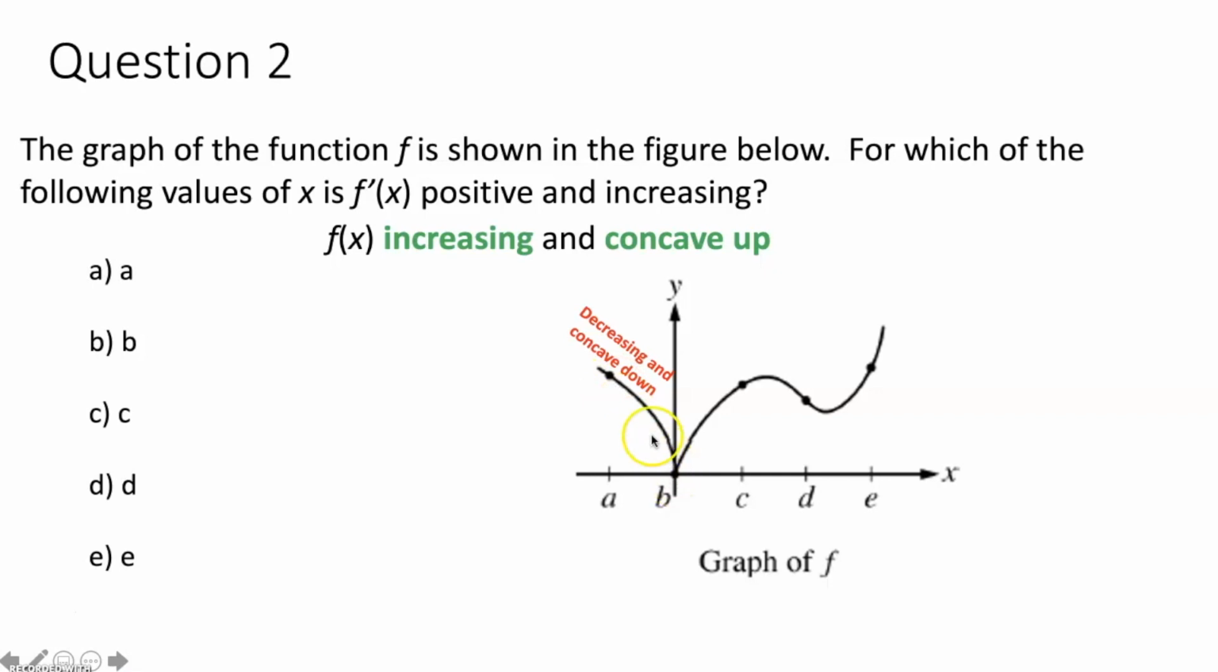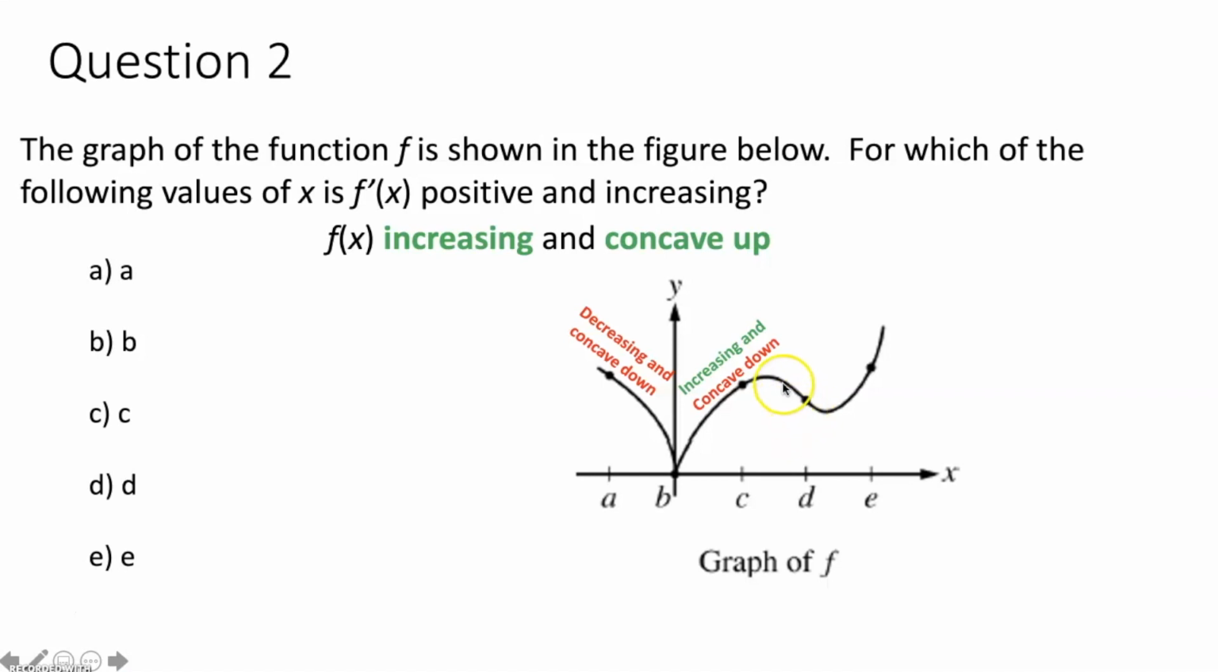At x is equal to b, we have a cusp, meaning that f prime doesn't even exist at x is equal to b, so can't be there. At x is equal to c, we are increasing, but it looks like the slopes of the lines tangent to the given function are decreasing, meaning our second derivative would be negative, meaning we're concave downward there. It's not our x value.